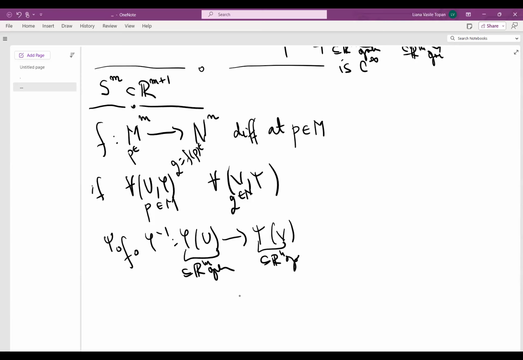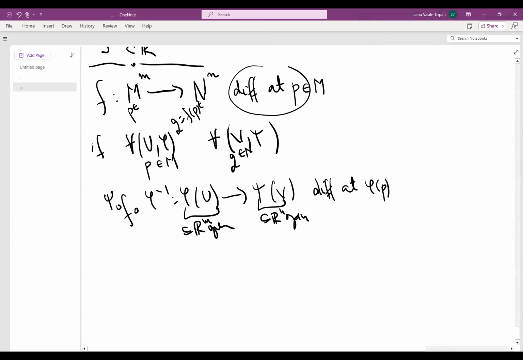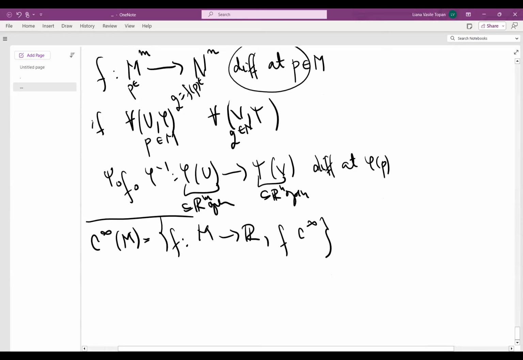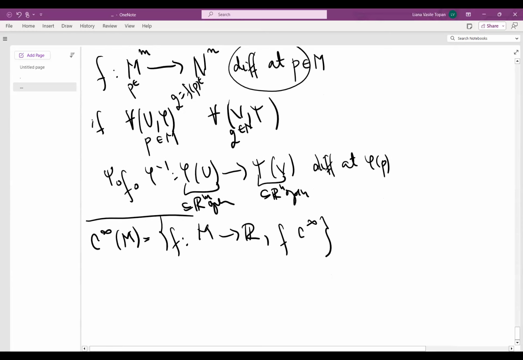So here we have a function which is defined between open sets of Euclidean spaces. So our function is differentiable at f of P if this map is differentiable at the point phi of P, which is in R^m. We also took the set of all smooth functions defined on M and real valued, so such that f is smooth. And you saw that this has the structure of a real algebra, the algebra of smooth functions defined on M with values in R.